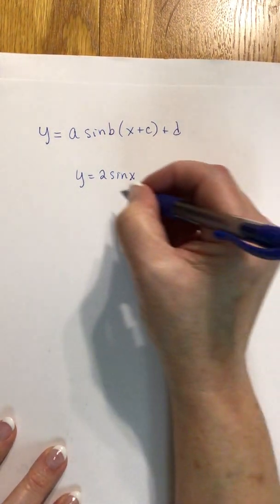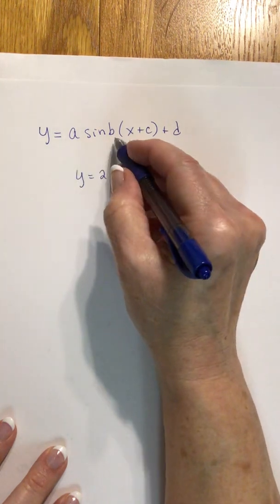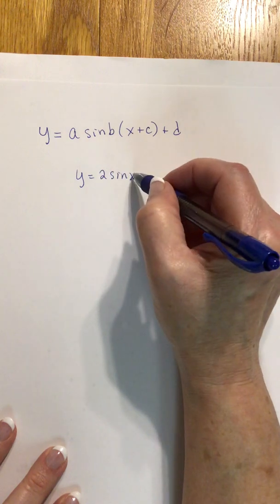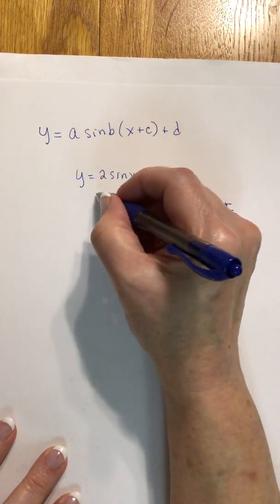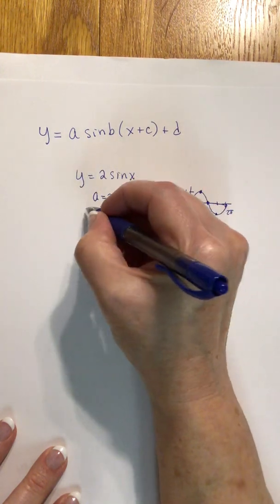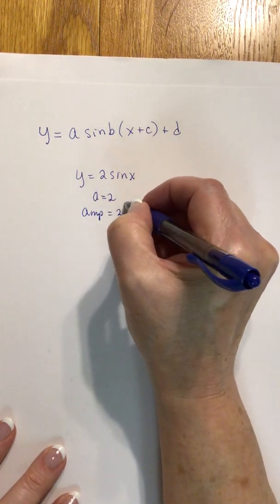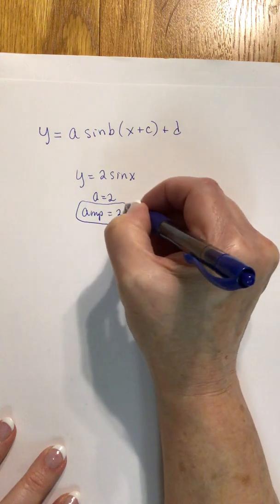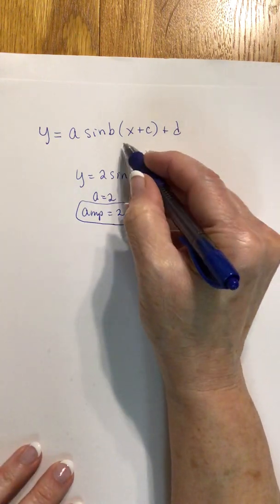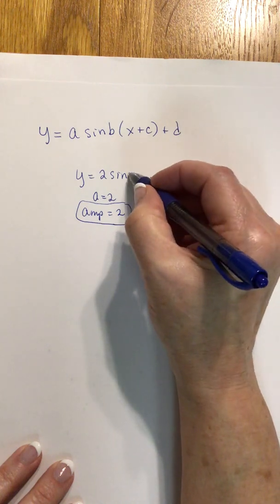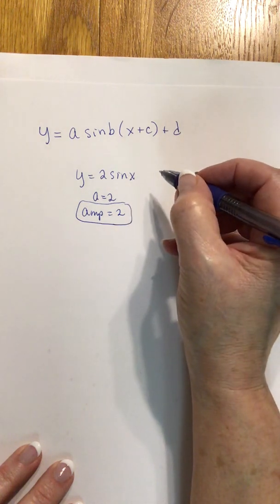Then we're going to say, what is that 2? Is it an A, a B, a C, or a D? Well, we can see that it's in front of the sine, so we know it's going to be an A. So A equals 2, so that's amplitude. Amplitude equals 2. So that may be one of the questions asked, what is the amplitude? Do we have a B, C, or D? Well, we kind of do. Our B is going to be a positive 1, but that's not going to change anything.